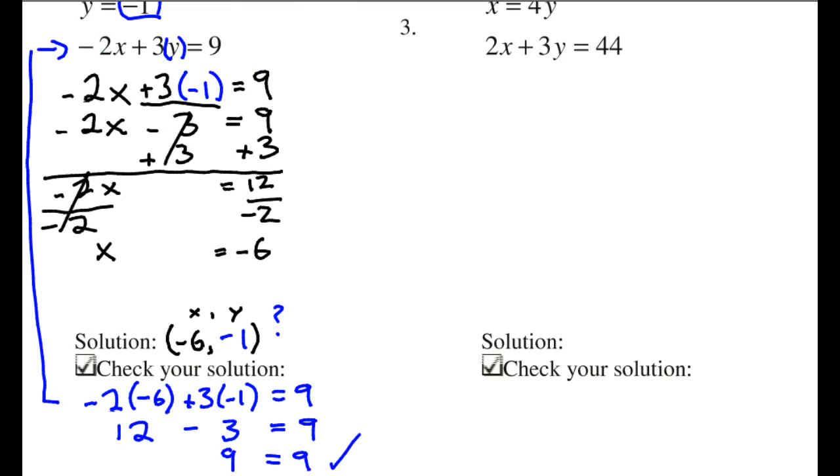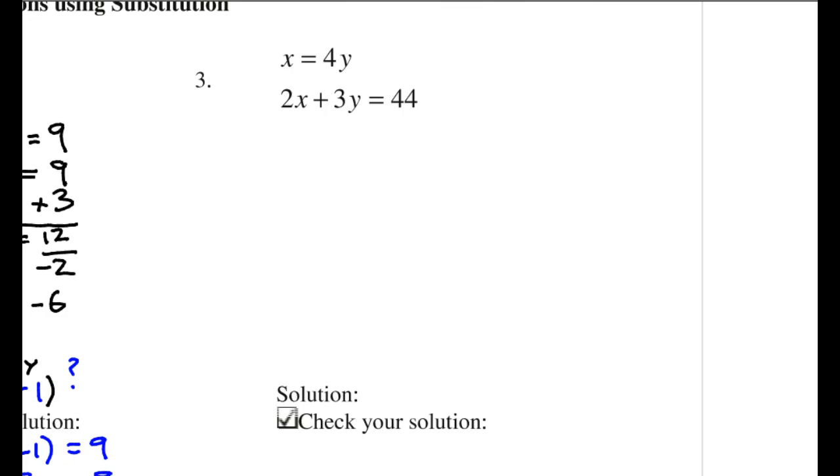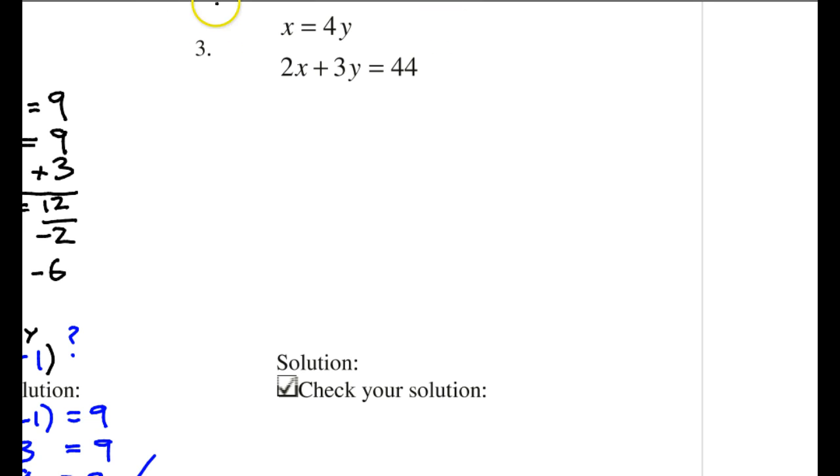After here, you'll see it'll be a little more involved, but still very doable. So the nice thing about everything tonight is that we're always going to have an x equals or y equals ready for you, or a b equals or c equals, whatever the variable is. So x equals 4y. So that means this x also equals 4y. So let's set this up. So I have 2 times 4y. Right? And then the rest is plus 3y equals 44. And then we just have to solve this.